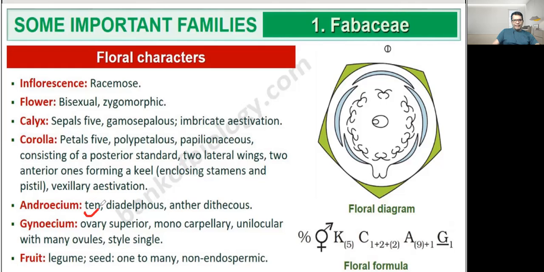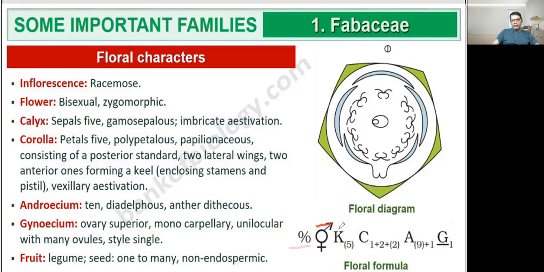Androecium: there are 10 stamens, they form 2 groups, diadelphous, and anthers are dithecous. Gynoecium: ovary superior, monocarpellary, unilocular with many ovules, and style is single. Fruit is legume, seeds 1 to many, non-endospermic. And this is a floral diagram, and this is a floral formula.